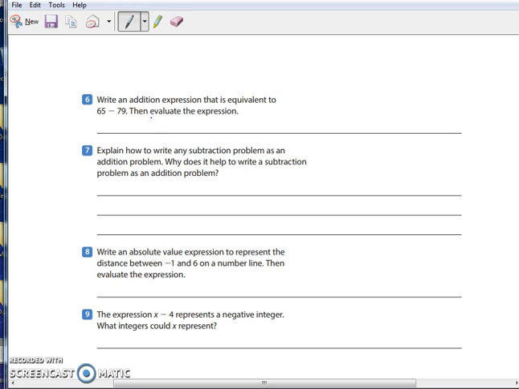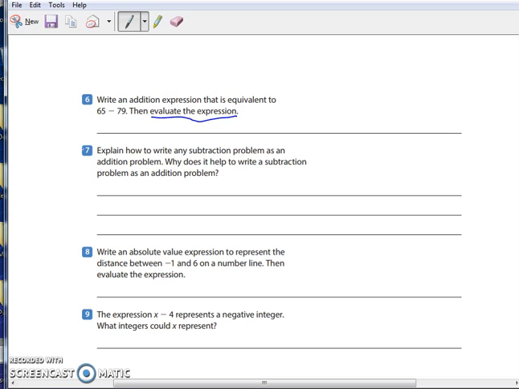Number 6 has this phrase in it, then evaluate the expression. So evaluate the expression is another way of saying find the answer. So when it's saying write an addition expression that is equivalent to 65 minus 79, then we have been doing that a lot in class where we've taken subtraction problems and written an equivalent addition problem. And then we find the answer. So that's all they're asking you to do, is to take that subtraction problem, write an equivalent addition problem, and we have 3 steps for that we put in our reference notebook, and then just find the answer.